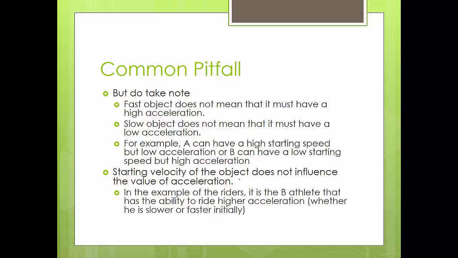So in the example of the rider, the B athlete has the ability to ride with high acceleration, whether he is starting slow or starting fast. His acceleration doesn't depend on whether he has a slow or fast velocity.